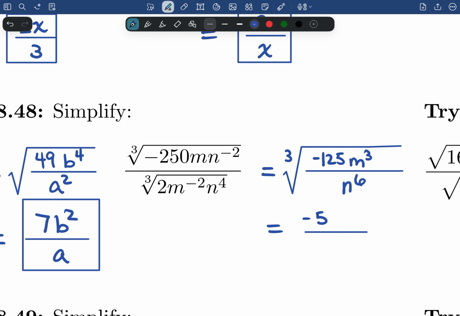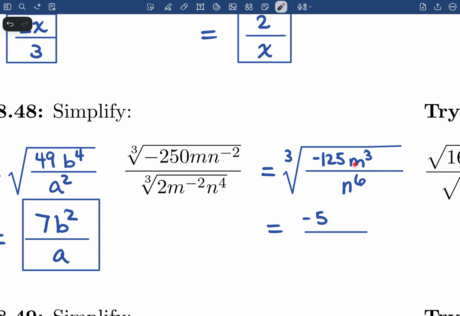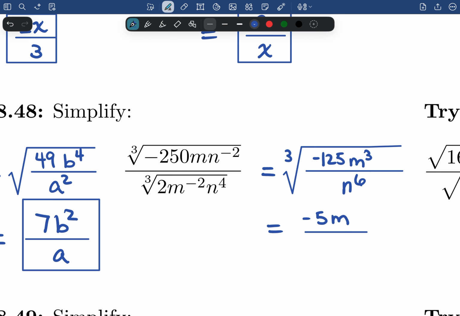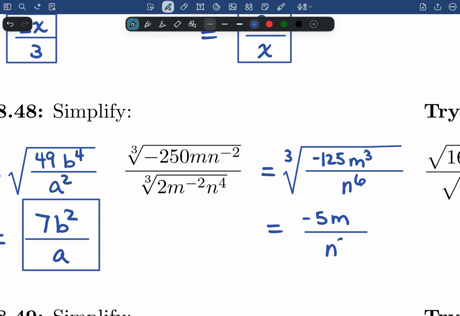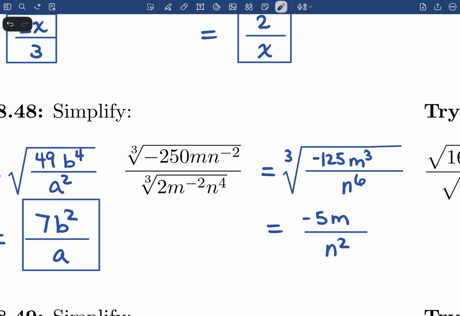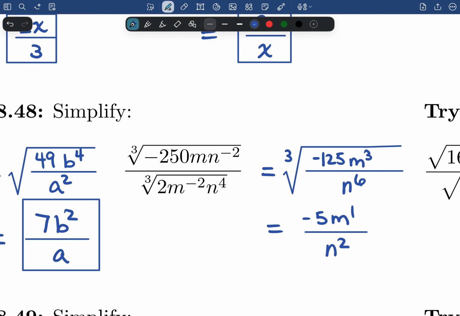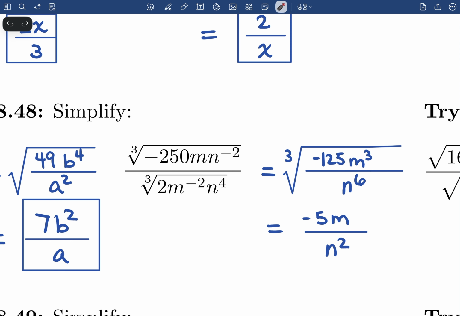125 is the perfect cube of 5, right? And now the cube root of m cubed, that's m. And the cube root of n to the 6th is n squared. With these exponents, you just need to take the index and divide it from those exponents. So the exponent of 3 divided by 3 is 1. Right, so there's an m to the first power, but of course we can make the first power invisible. And then 6 divided by 3 is 2.